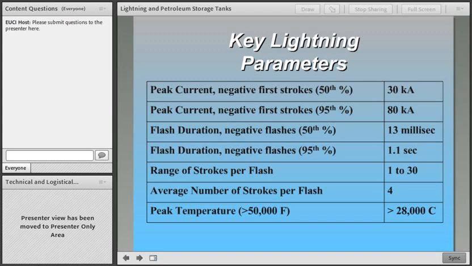And lastly, the peak temperature of a lightning strike is over 50,000 degrees Fahrenheit. This is, just as a point of reference, the sun is about 10,000 degrees Fahrenheit.